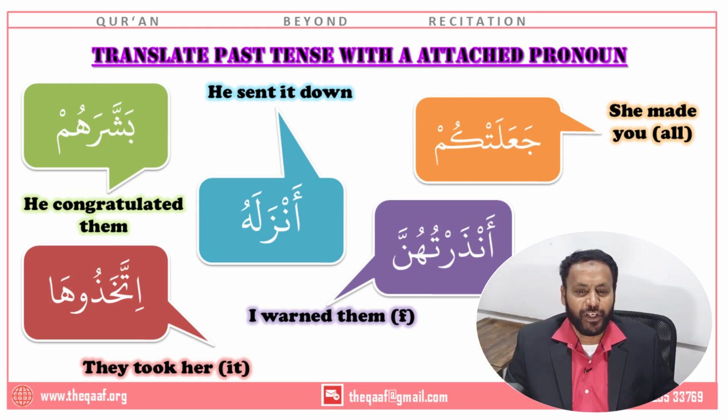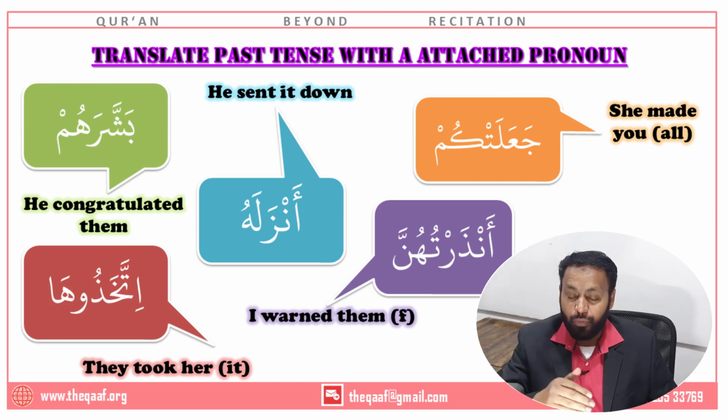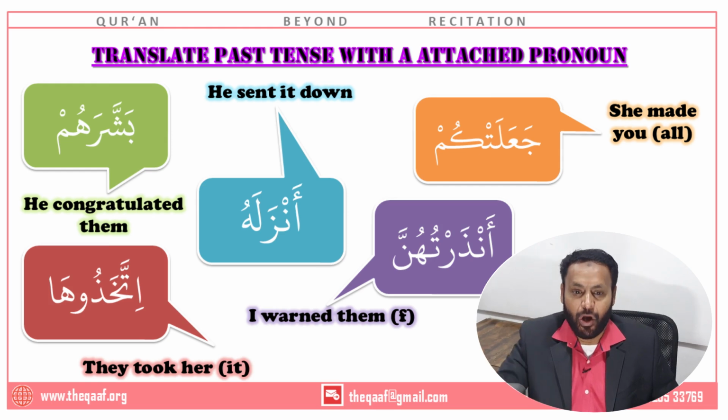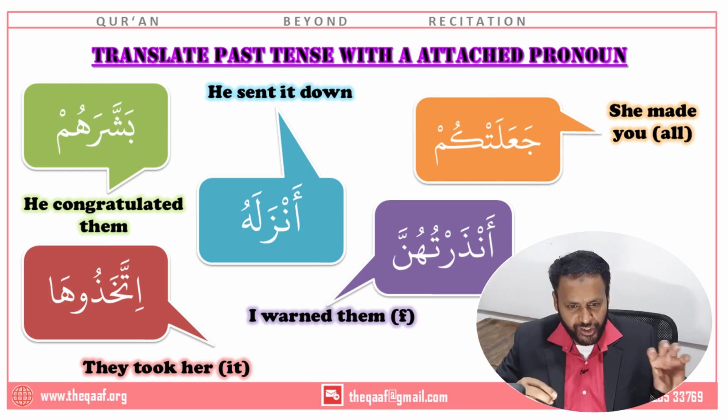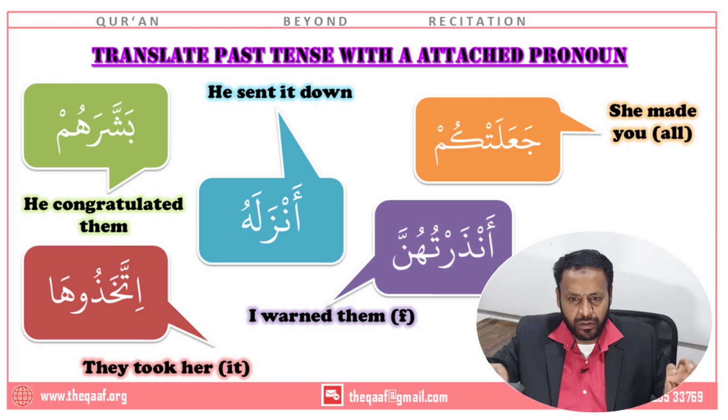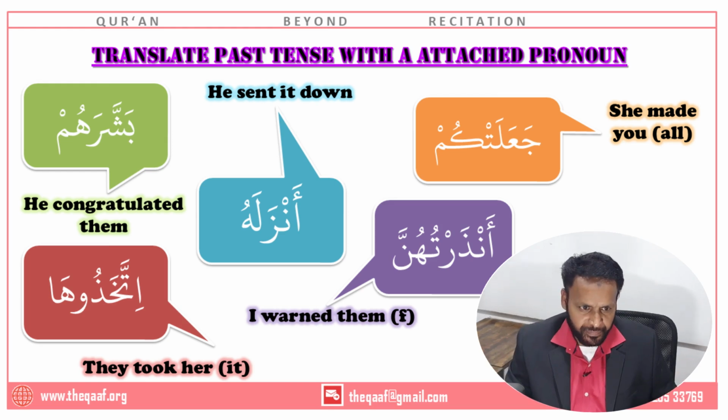Okay, now I add the meaning of kum. Kum is plural masculine second person. Ka, kuma, kum. It is the attached form of antum. Antum means you all. So kum is plural masculine and second person, which means you all. Okay, so I got she made, and kum means you all. She made you all.